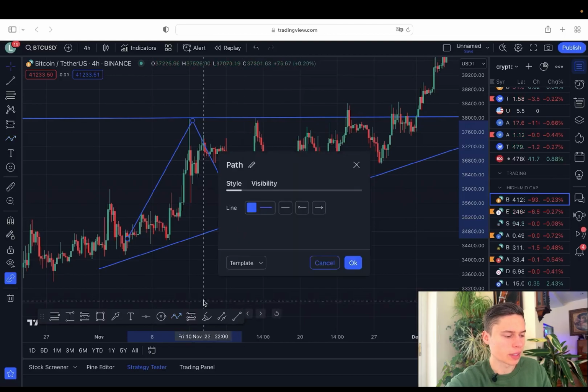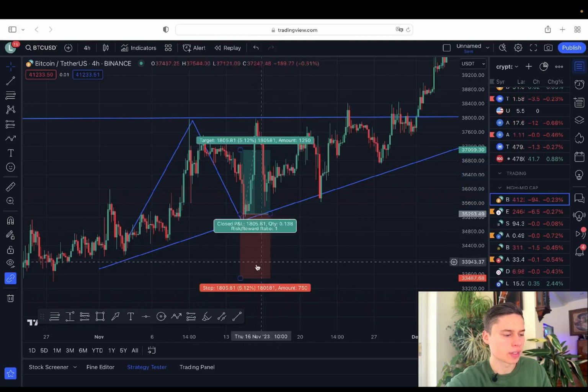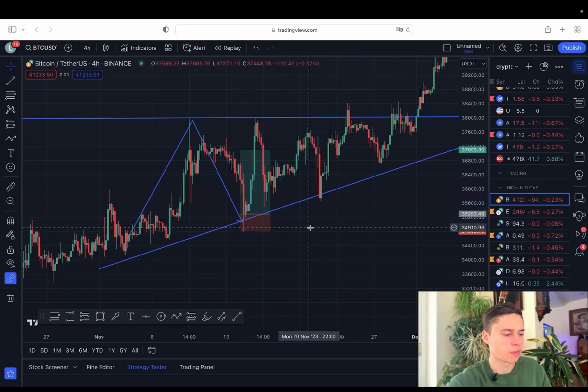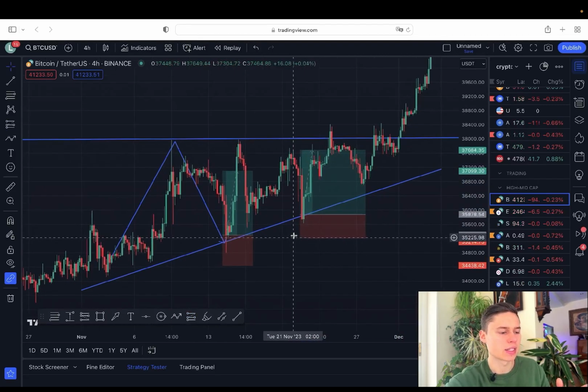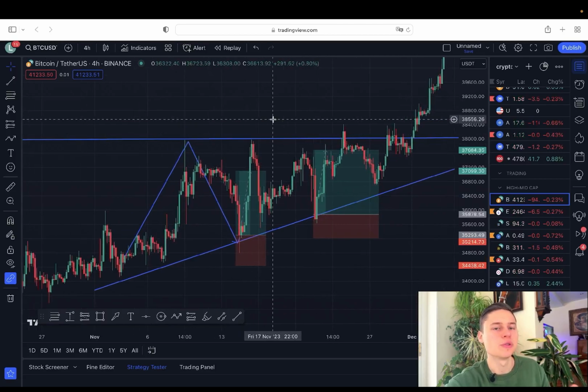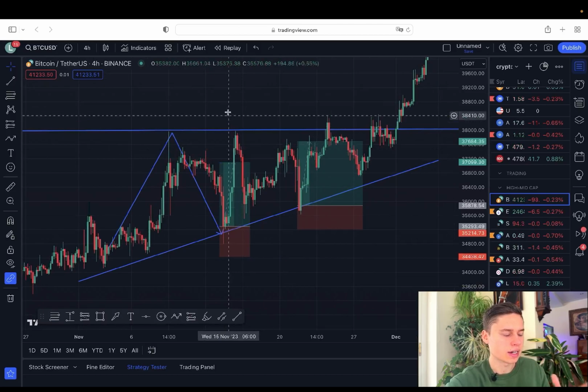Here we could have opened a buy position at the bottom. At the top we could have opened a sell position, and we could have been right by opening these positions, because look at the accuracy of this. If you are able to draw this pattern correctly, you are able to make a lot of money from a single pattern. So this is an ascending triangle.